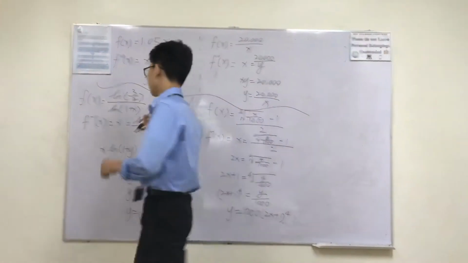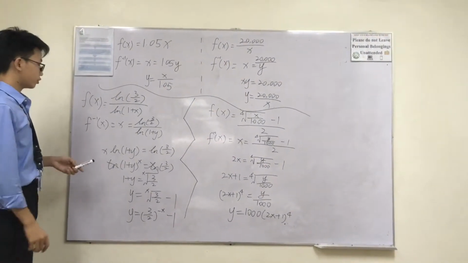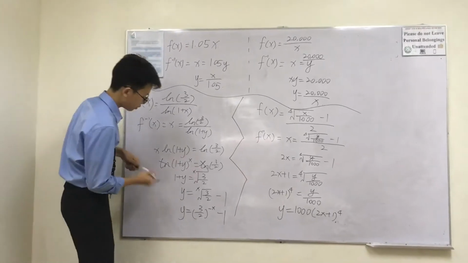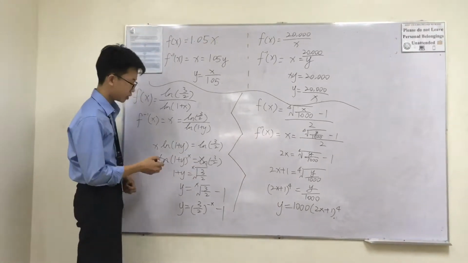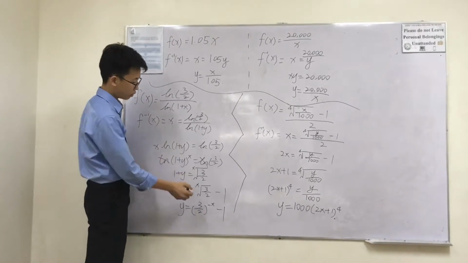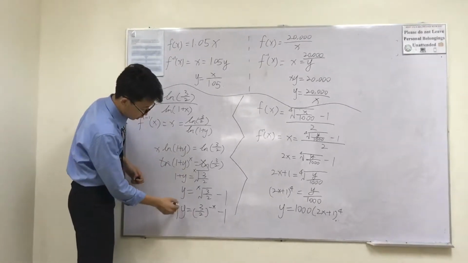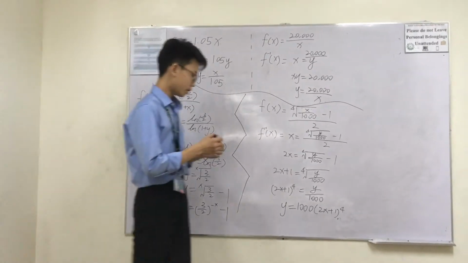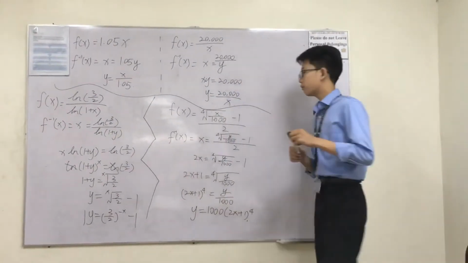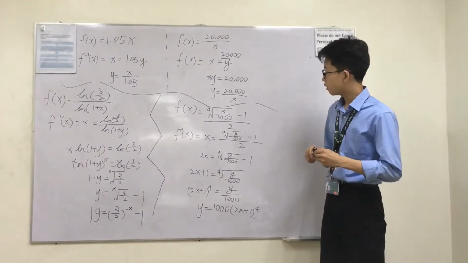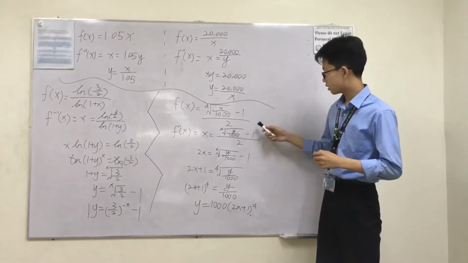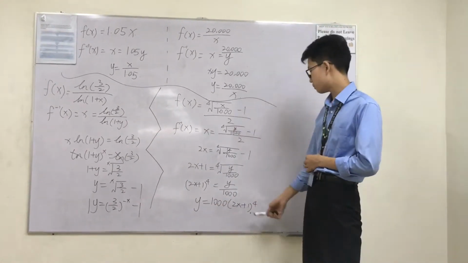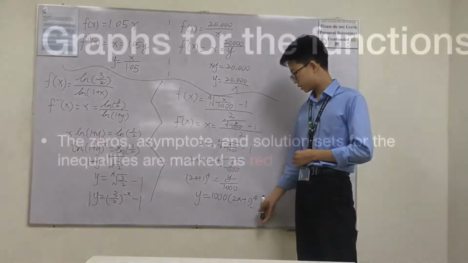The next one would be the logarithmic function. After computing, we arrive here at y equals the x-th root of 3 over 2, minus 1, which is the same as y equals 3 over 2 raised to negative x, minus 1. Lastly is the radical function. With this combination, we get this result: y equals 1000 times (2x plus 1) raised to the 4th, at last.